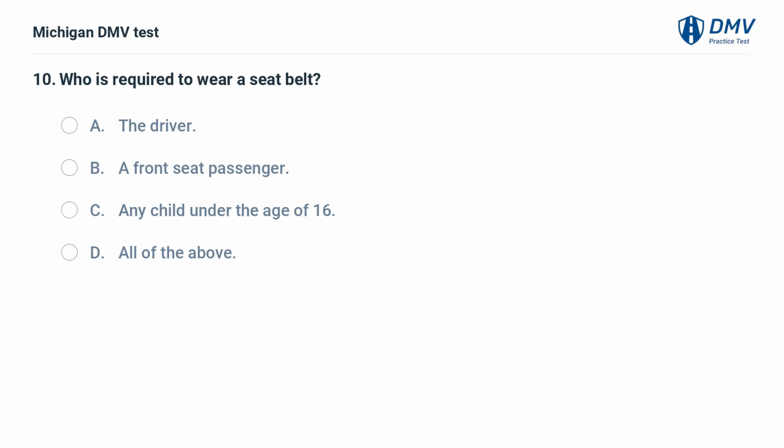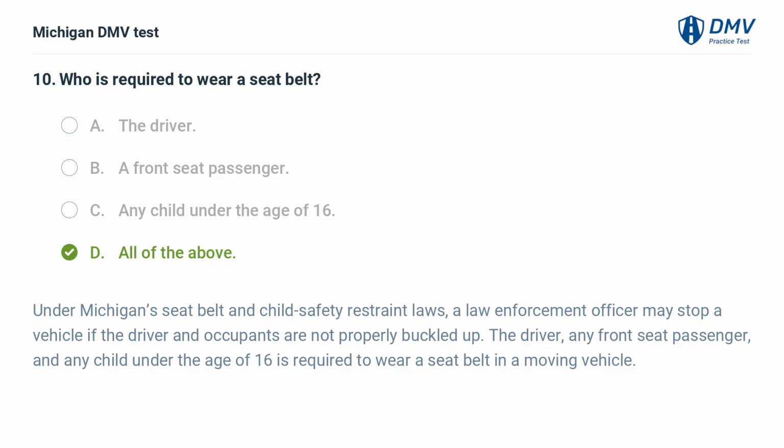Who is required to wear a seat belt? A. The driver. B. A front seat passenger. C. Any child under the age of 16. D. All of the above. D. All of the above.